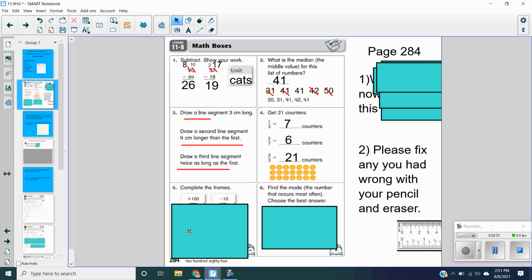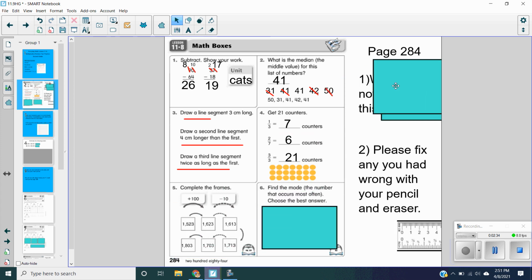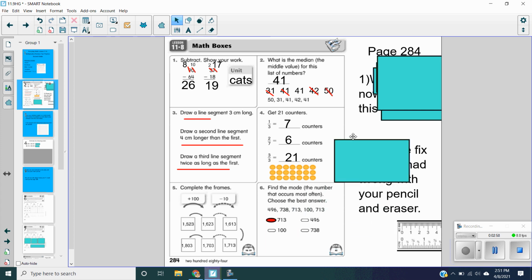For question 5, complete the frames. So I started with 1,523. I added 100 to get 1,623. Subtract 10, 1,613. Add 100, 1,713. Subtract 10, 1,703. And then add 100, 1,803. And then for number 6, find the mode, the number that occurs the most often, which you should have found 713 because that number happens 2 times. So double check to make sure you have your page correct before moving on to the next part of the lesson.